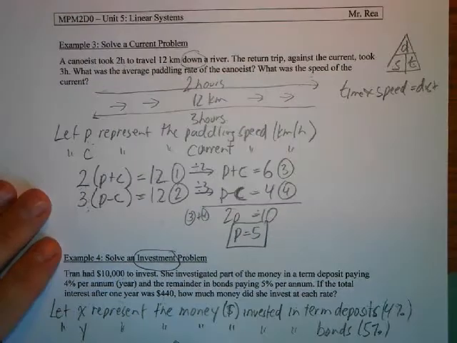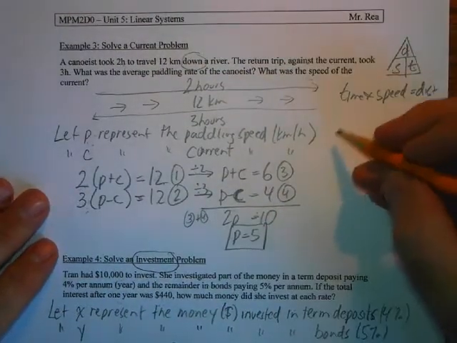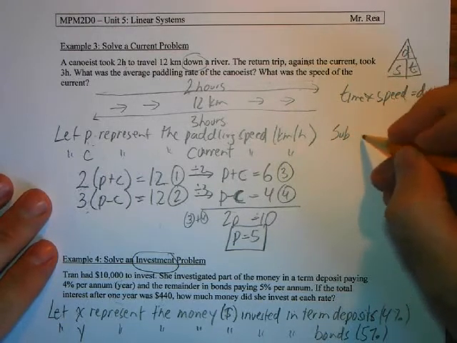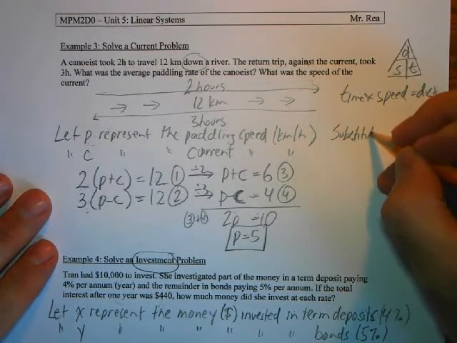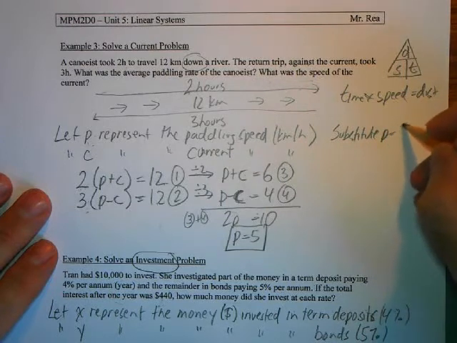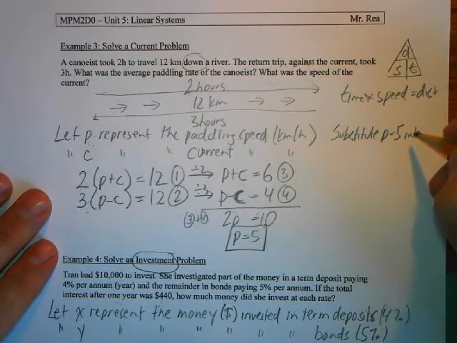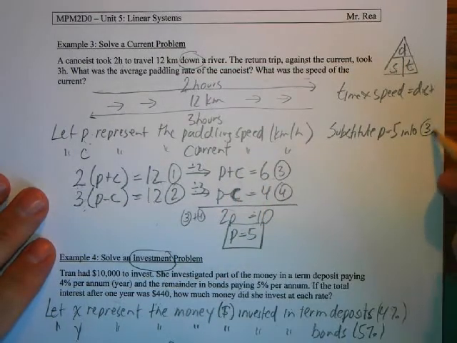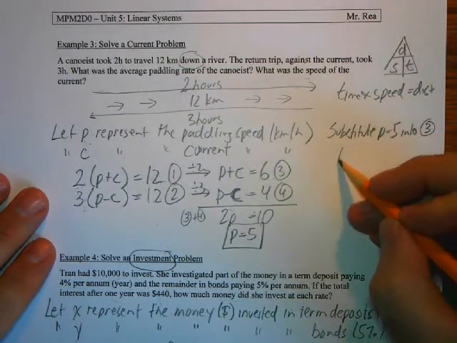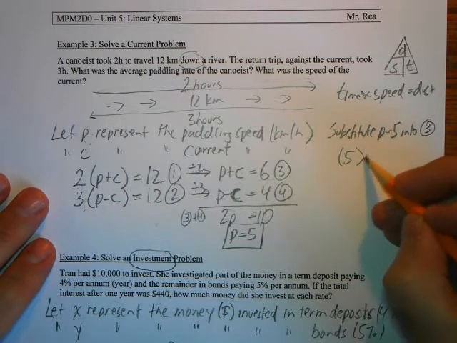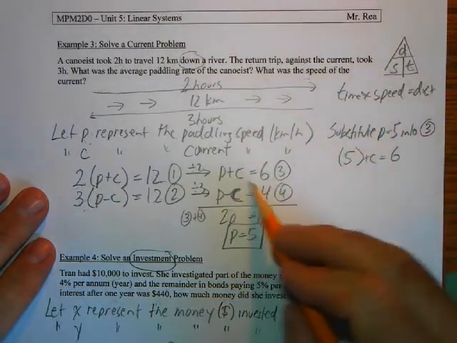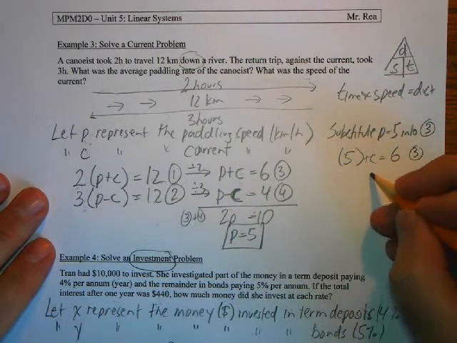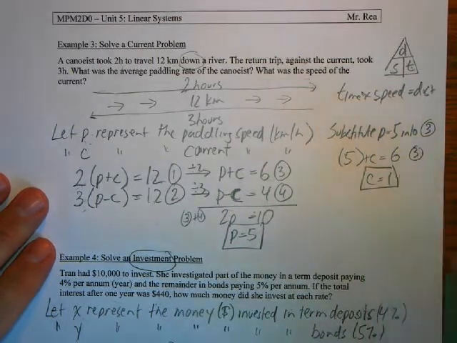Okay, let's go back and solve for the other. So we're going to substitute p equals 5 into, well, let's plug it into equation 3. So p, which is 5, plus c is equal to 6. So I just took it from there. I'm going to subtract 5 from both sides, and I get c equals 1. And that means the current speed is 1 kilometer per hour.